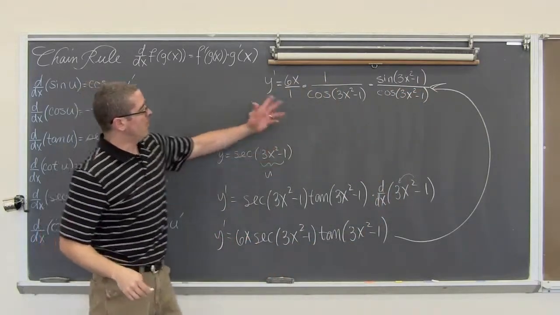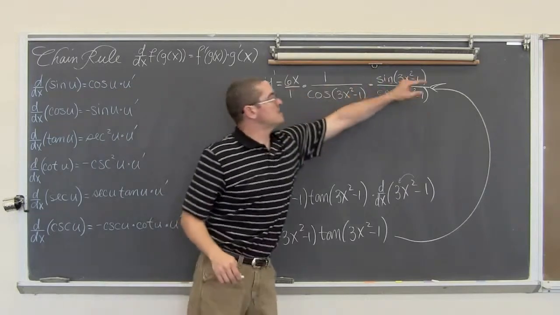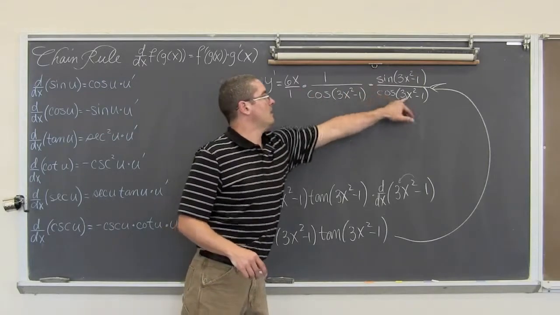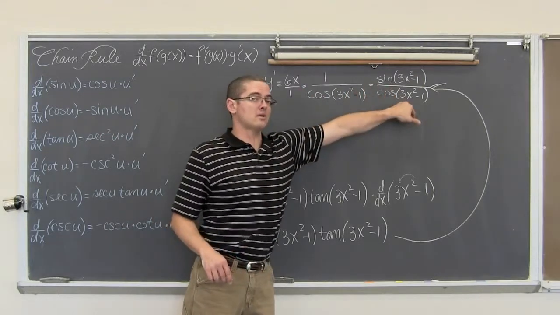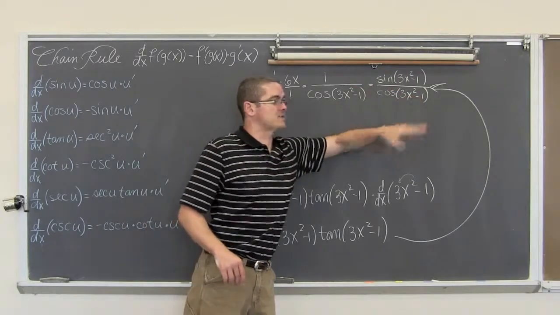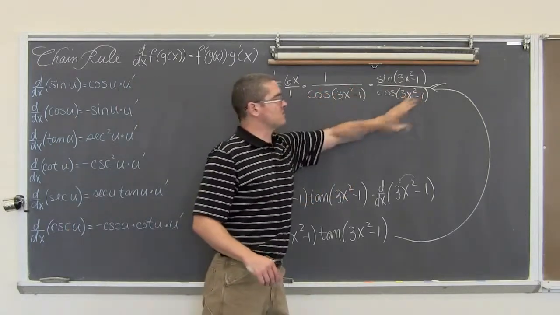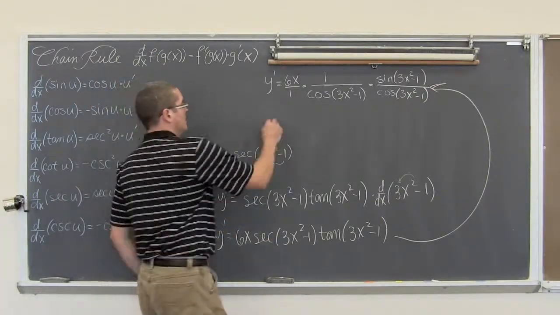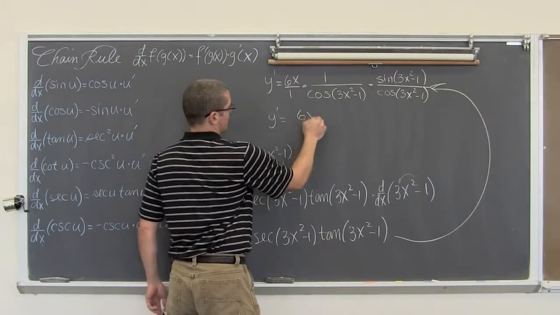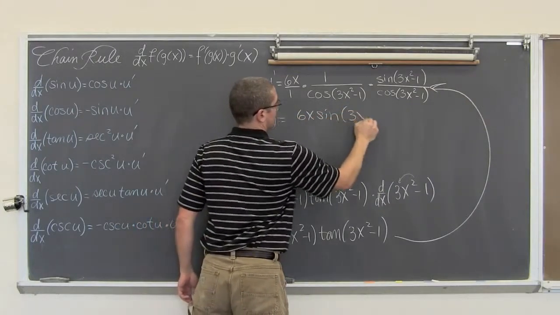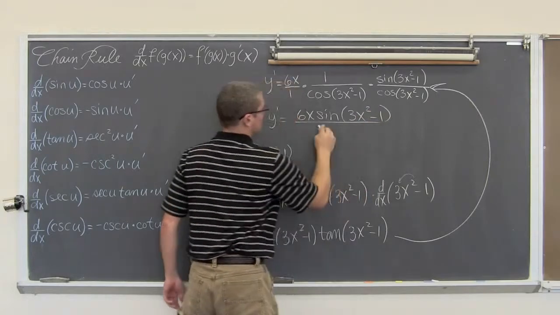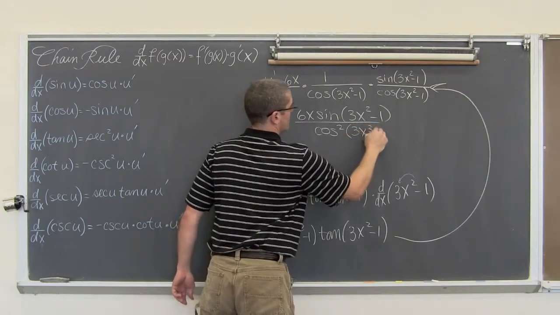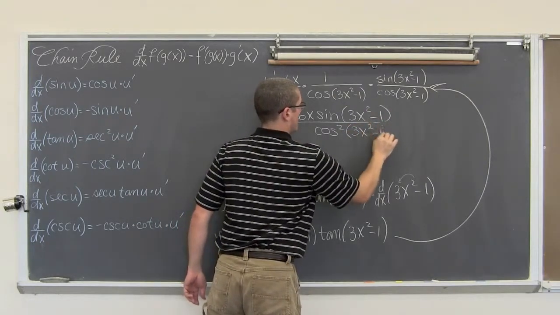Now, okay, so I've got 6x on top, a sine of 3x squared minus 1 on the top, and then we have cosine times cosine. Now, I can't just put these together and write cosine squared, except for the fact, of course, we do have the same angle, the same variable, the same inside function for both of these trig functions, so they will go together. And another form of the final answer is y prime is equal to 6x sine of 3x squared minus 1 over the cosine, let's see, cosine times cosine is cosine squared of, again, 3x squared minus 1.